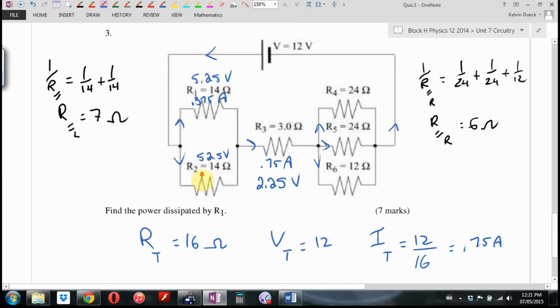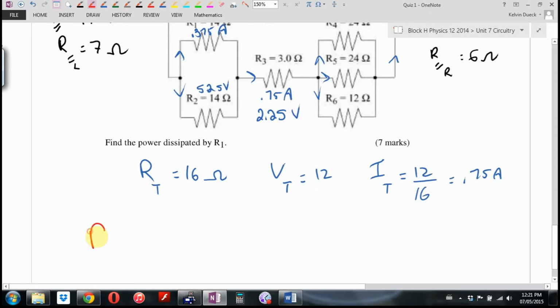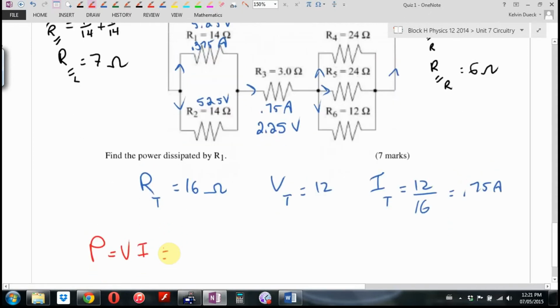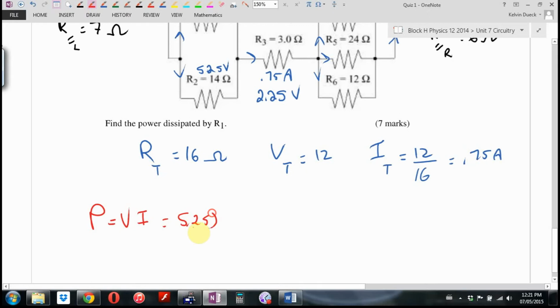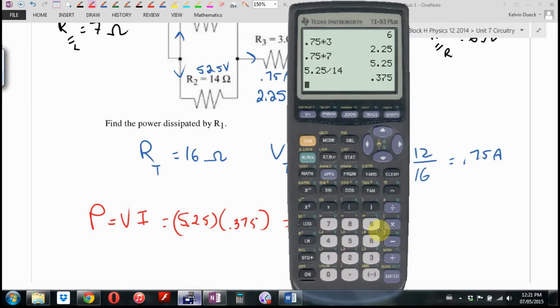I'm going to quit because it said find the power. I know that power is V times I. How many volts through R1? 5.25. How many amps through R1? 0.375. How many watts do we lose?